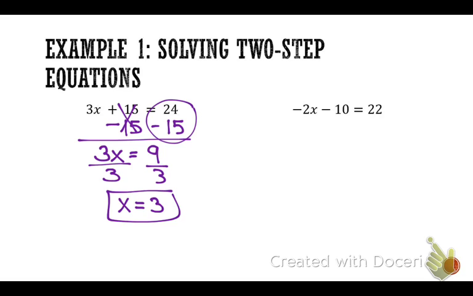So a little more complicated than yesterday, but nothing crazy. Could I check this answer? How do I check? 3 times 3 plus 15. Yes, very good. I need to plug it back in all the way to the original. 3 times 3 plus 15 equals 24. Is that true? 9 plus 15 equals 24? Yes. It sure is.